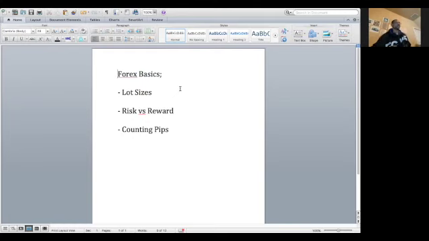Okay, let's go over this now. Now we need to know lot sizes. Lot size is pretty much how much of your money you're putting into the MetaTrader 4, and risk versus reward is how much you're risking in a trade and how much you're going out to win for the reward. And then counting pips, you need this information to calculate your lot size and your risk to reward. So let's get into the information.